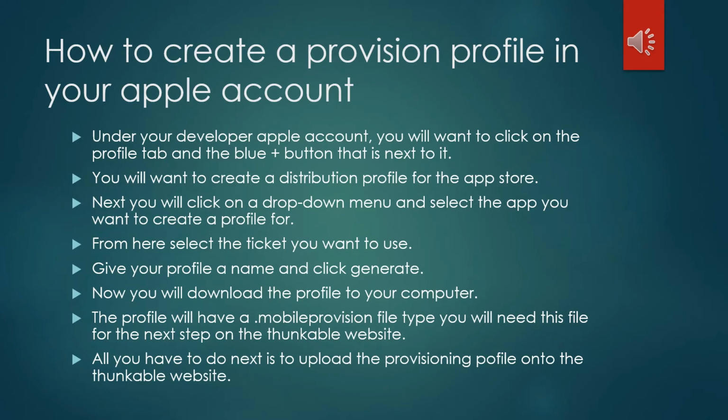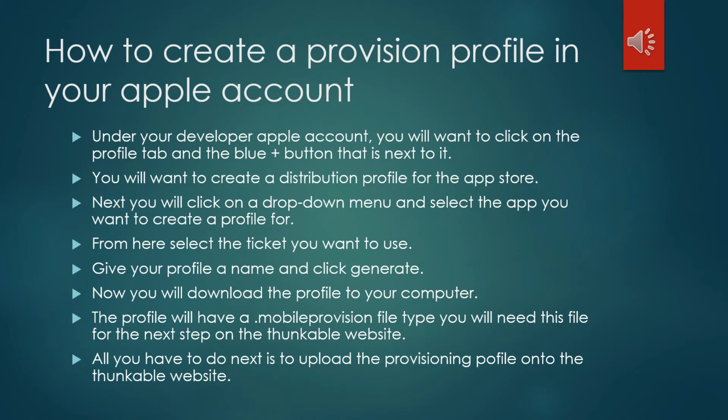Under the Developer Apple account, you'll want to click on the Profile tab and the blue plus button that is next to it. You'll want to create a distribution profile for the App Store. Next, you'll click on a drop-down menu and select the app you want to create a profile for. From here, select the ticket you want to use. Give your profile a name and click Generate. Now you will download the profile to your computer. The profile will have a .mobileprovision file type. You will need this file for the next step on the Thunkable website.